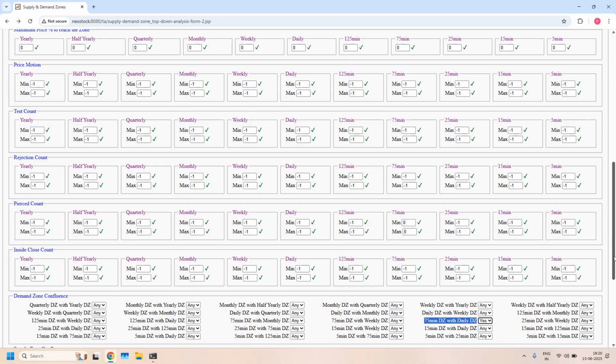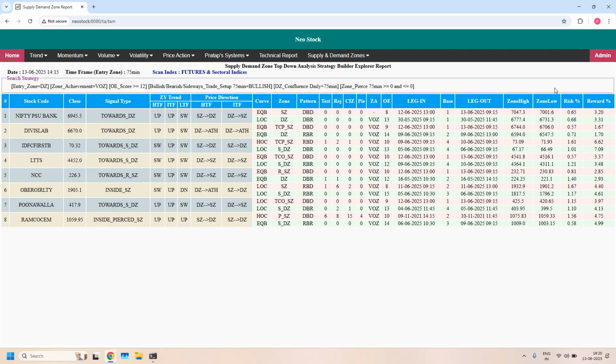I enable the filter. By applying the filter on the 11 stocks, we got 8 stocks. In all these 8 stocks, these 75-minute demand zones are overlapped with the daily demand zone. And the daily trend is uptrend in all the stocks.